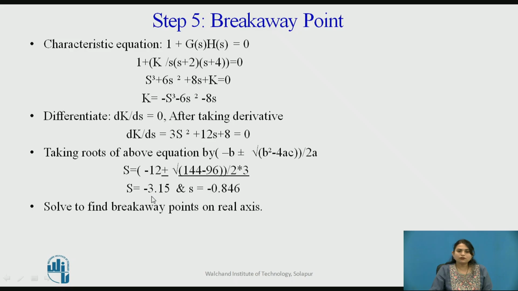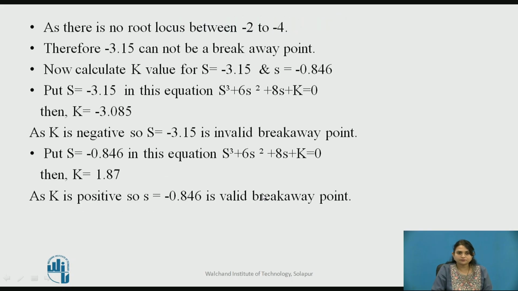So here we got two roots and we have to find out the breakaway point on the real axis, whether it will be lying at s is equal to minus 3.15 or minus 0.846. Now we know that there is no root locus between minus 2 and minus 4, okay, so root locus should exist for the breakaway point. Therefore minus 3.15 lies between minus 2 and minus 4, where there is no root locus.